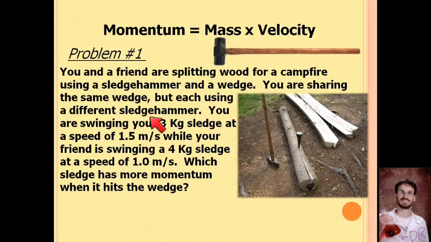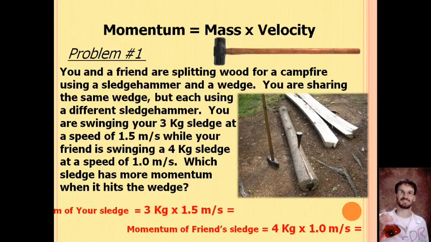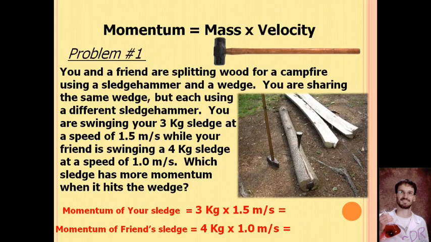Well, the heavier the sledge, the more momentum it should have, but it has to do with the speed value as well. So let's say we have these two sledges. There's a lighter one that you can swing faster, or a heavier one that you can't swing as fast. Which one is going to do a more effective job of splitting the log? Well, 3 kilograms times 1.5 meters per second versus 4 kilograms times 1 meter per second. Well, it's going to give us 4.5 kilogram meters per second. That's that weird momentum unit. Versus 4.